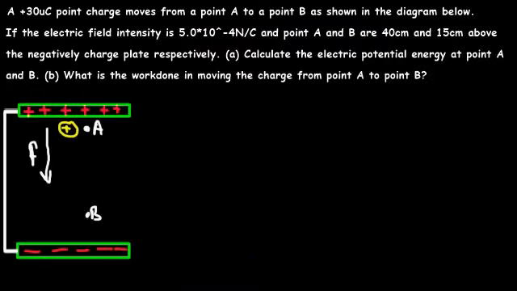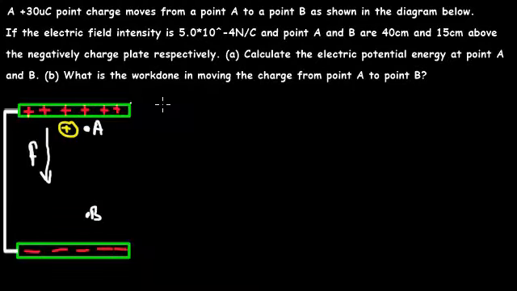A positive 30 microcoulomb point charge moves from point A to point B, as shown in the diagram below. If the electric field intensity is 5.0 times 10 to the power of negative 4 Newton per coulomb, and points A and B are 40 centimeters and 15 centimeters above the negative charge plate respectively. Part A: calculate the potential energy at point A and point B.